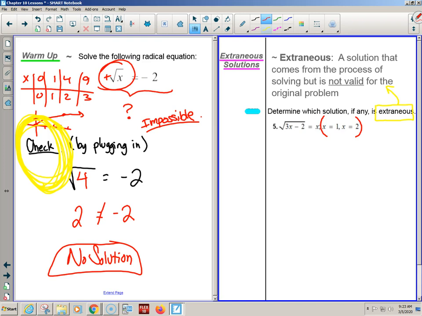Now they're asking which solution, if any, is extraneous. Can you guys write for yourselves off to the side the word check? They're just asking you to check. They've given you the answers already, and they just want you to check whether or not they both work. Which is really nice for you, because they're not saying solve. They're not saying do the entire problem. They're just saying check it.